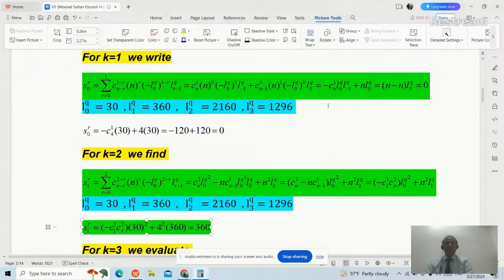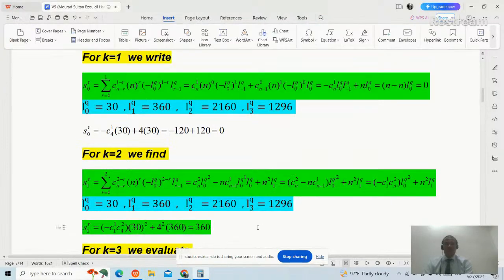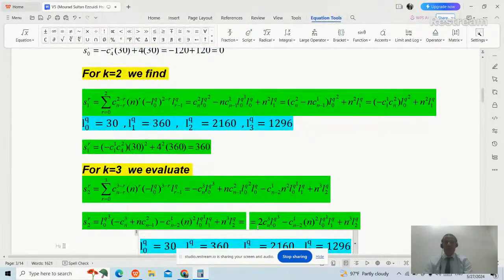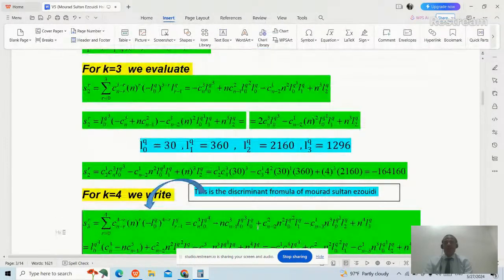360. Good man. Now we continue, learners. I'm going to find the value of S2. In order to find the value of S2, learners, you should put k equal 3. I will just write S2 and replace k with 3, because k is 3, and 3 minus 1 is 2.